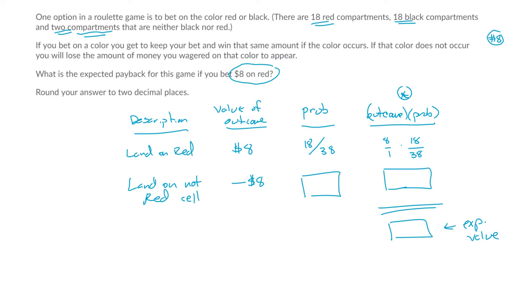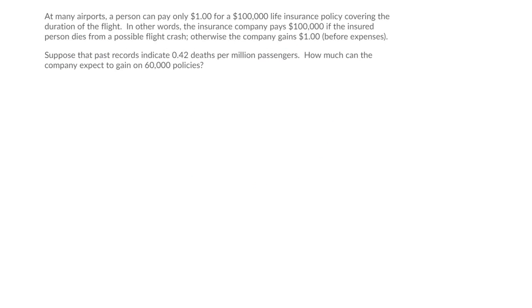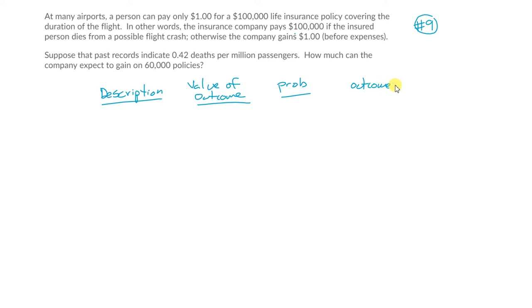All right, so let's try the last problem coming up. Problem number 9 here. It's an interesting problem. Again, we want a description of the outcome, and then the value of the outcome, the payoff, and then the probability of the outcome. Then, of course, we're going to multiply the outcome, or technically its value, times the probability. And this is the column that we add up to get our expected value.